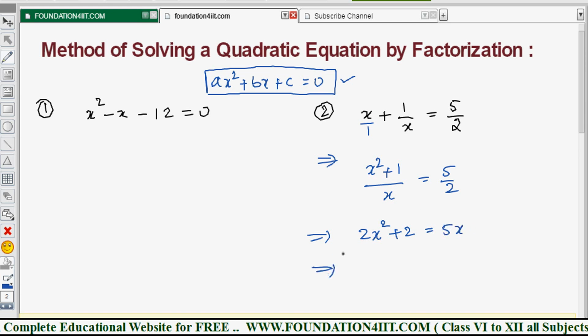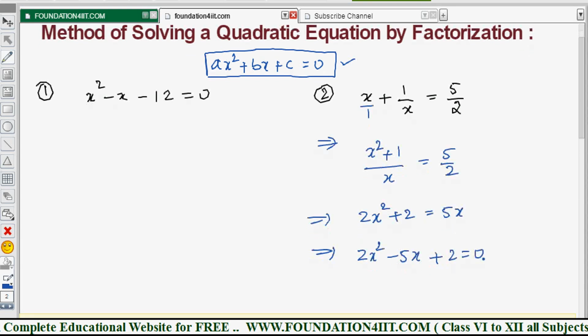Now the next step is we need to convert it in order, that means x square term, x term and constant. So the x term on the right side, we should take to the left. That means 2x square, if you take 5x to the left side, minus 5x plus 2 is equal to 0, because everything you take to the left, 0 is left on this side, right? Now this is the standard form.